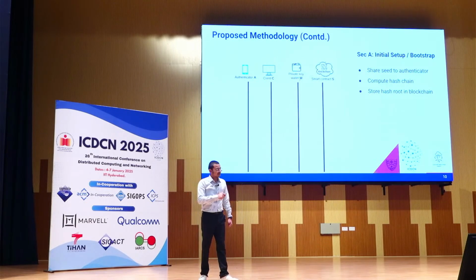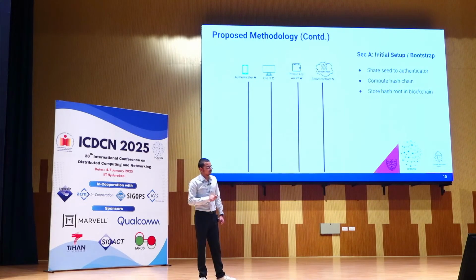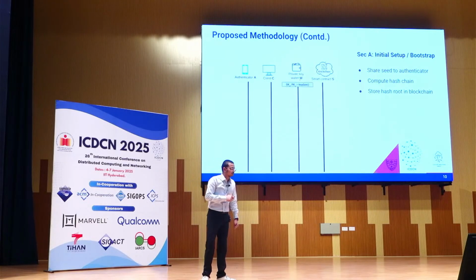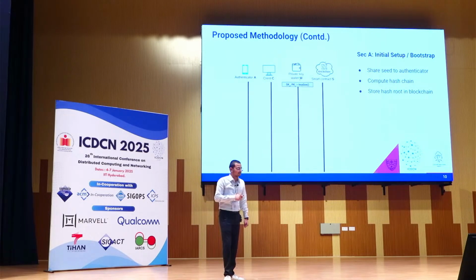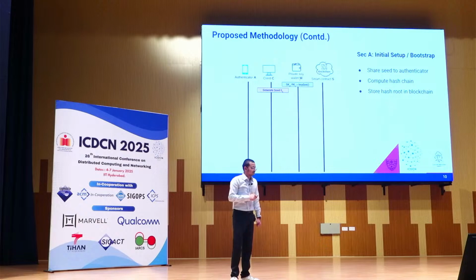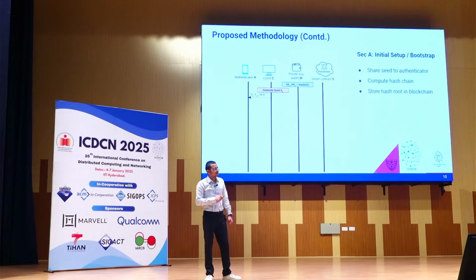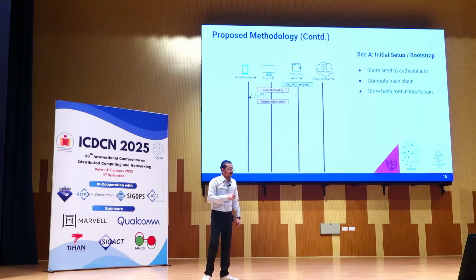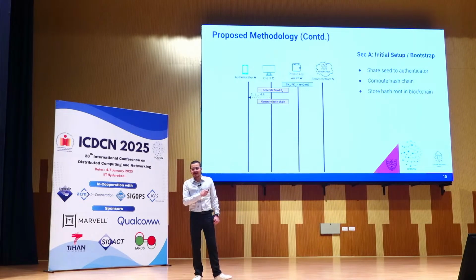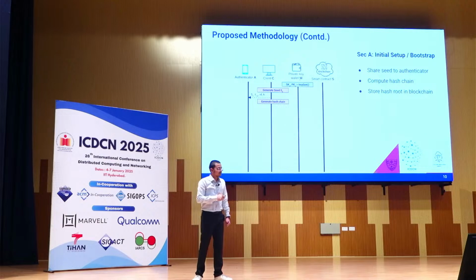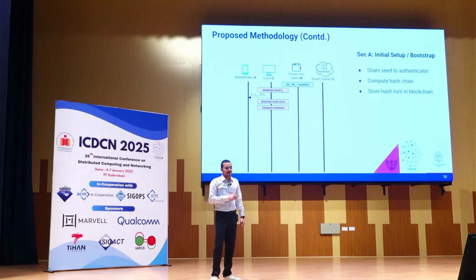So in this entire method we have two phases. First is the initial setup, the bootstrap. In this bootstrap method, we initially have a private key pair at the wallet. Then we generate the seed at client C, and this seed is sent to the authenticator. Later, the client, based on that seed, generates the entire hash chain which I showed you in the earlier diagram, and the root hash is computed.